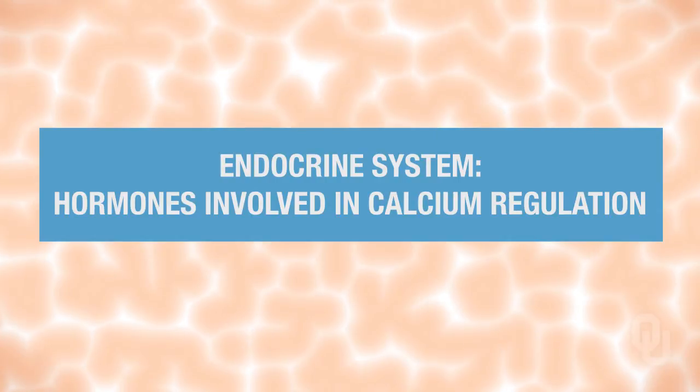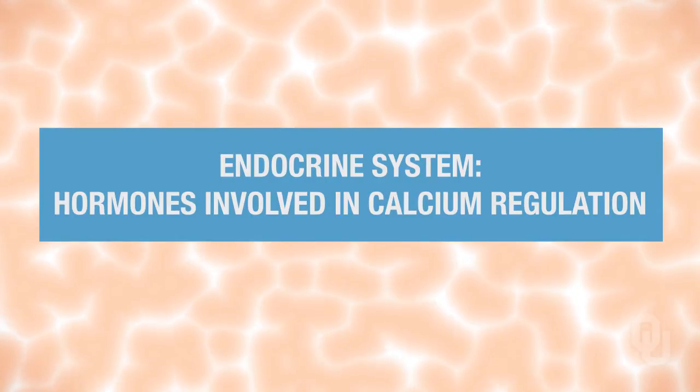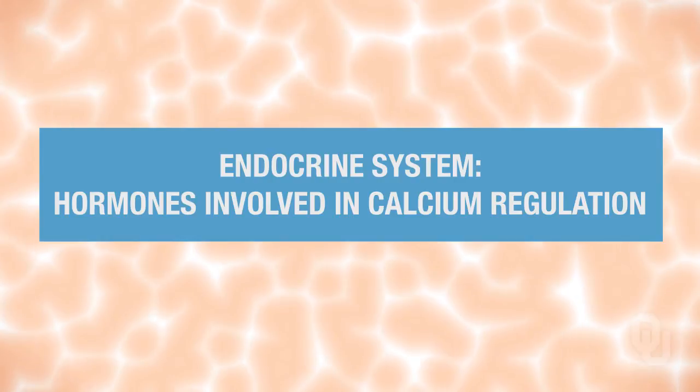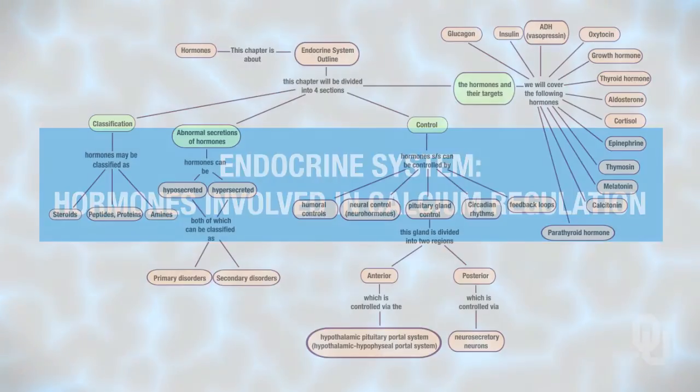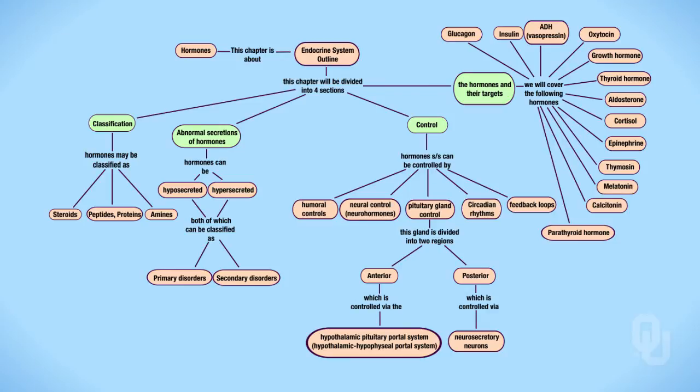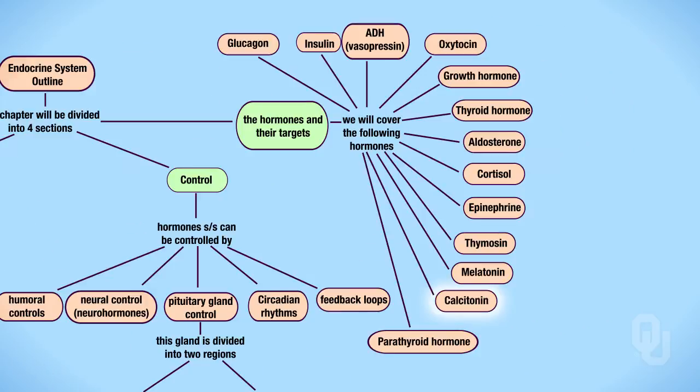This segment on the endocrine system will focus on the hormones that are involved in the regulation of blood calcium levels. And so once again, we return to the outline. In the outline, the hormones that we are going to be focusing on in regulation of our blood calcium levels are calcitonin and parathyroid hormone. So let's begin our discussion.